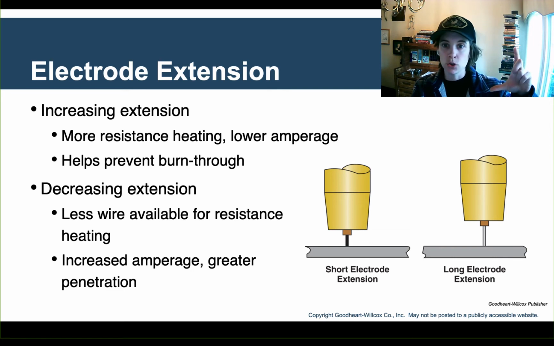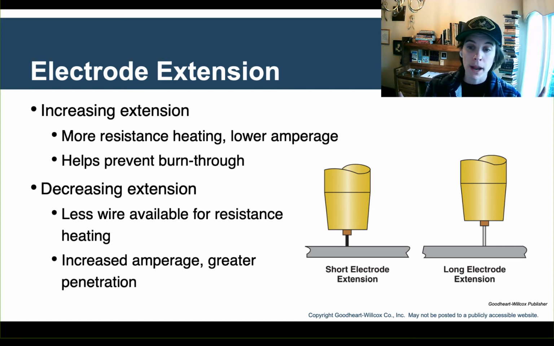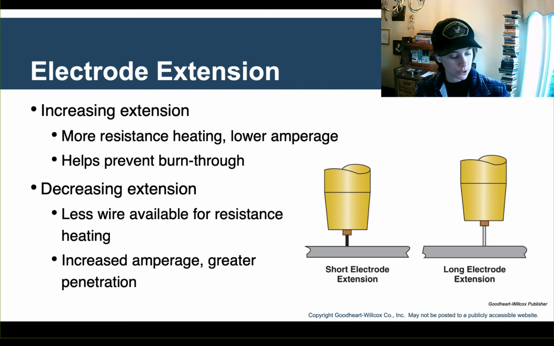You can't obviously be too far away, but a little bit longer extension can sometimes be good for welding thin sheet metal. A super short extension means that you have less wire for resistance heating. That resistance happens with electricity. So you have more amperage and therefore greater penetration. That's good if you're welding thicker material. So it's a good general, extra thing that you can play with as you're welding: your extension, how long your electrode is, or how far away you are from the metal.